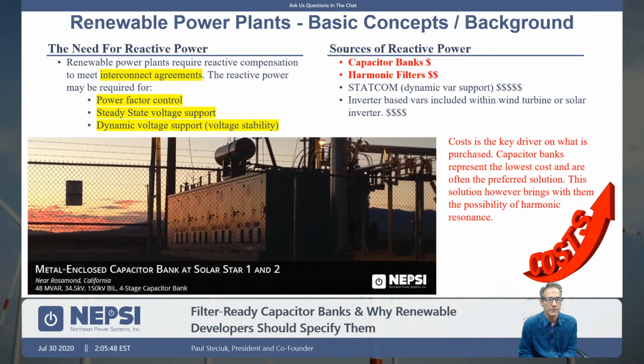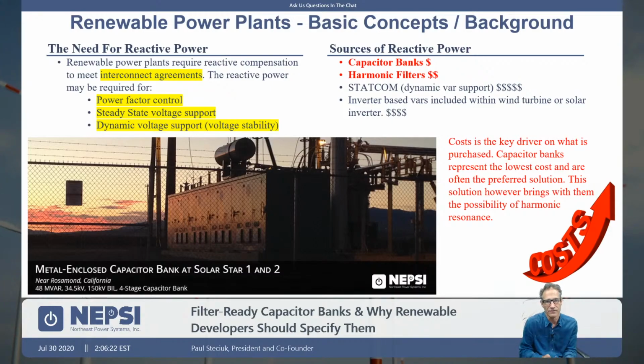So it's very often that a capacitor bank is used as that source of reactive power. But sometimes a harmonic filter may be specified if there are harmonic related issues, and sometimes STATCOMs. STATCOMs can provide reactive power, but they are very expensive. But a STATCOM sometimes is also a requirement. It provides a different function than a capacitor bank because it's got dynamic VARs. It can respond dynamically and very quickly to reactive power requirements of a facility.